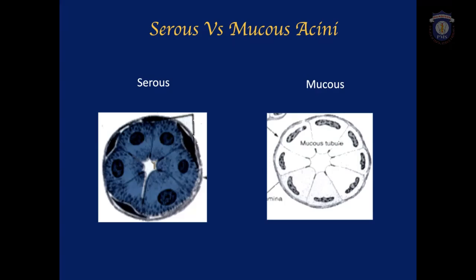The submandibular gland is a mixed, seromucous type of salivary gland, whereas the sublingual gland is a predominantly mucous type of salivary gland. And most of the minor salivary glands are considered glands with mucous type of secretions.